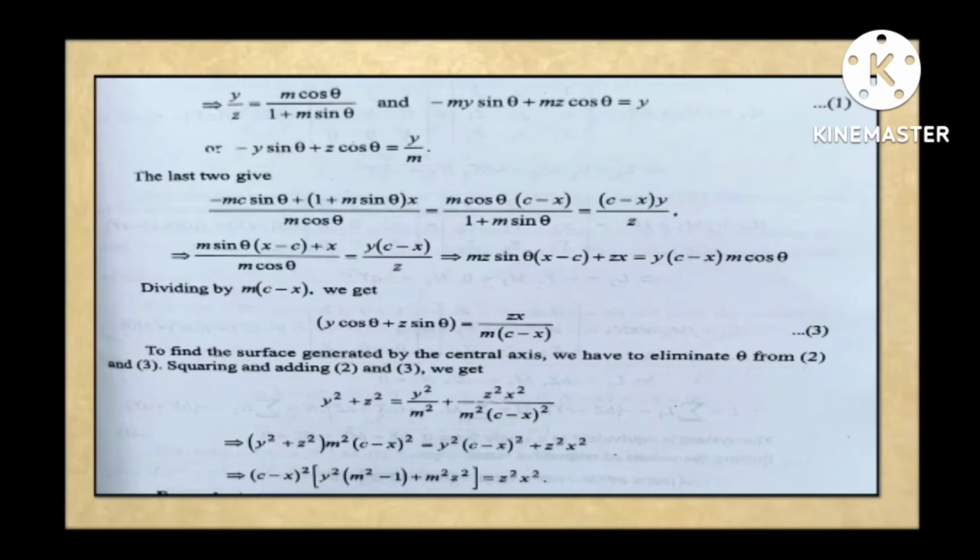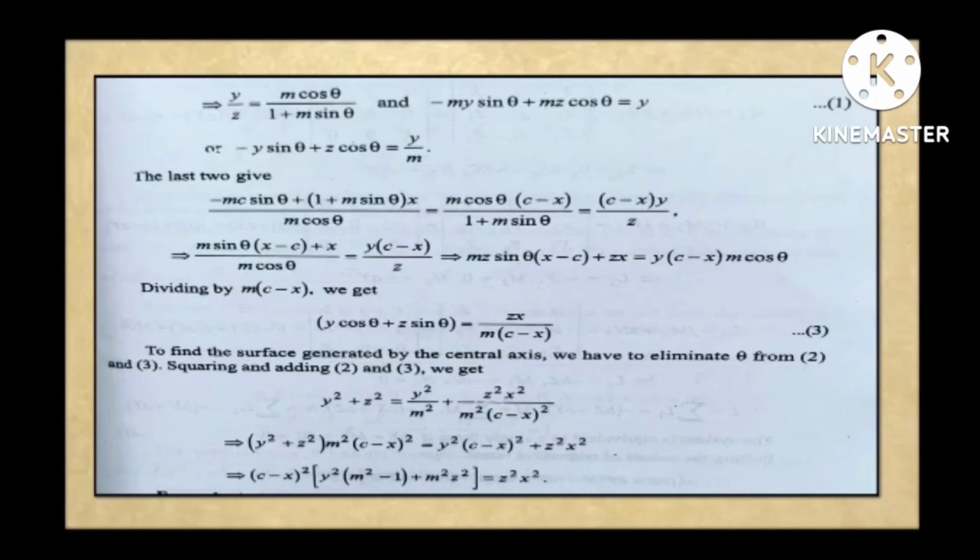So on solving this we will be getting y upon z equals m cos theta upon 1 plus m sin theta, and minus my sin theta plus mz cos theta equals y. This is equation 1, or we can write it as minus y sin theta plus z cos theta equals y upon m.